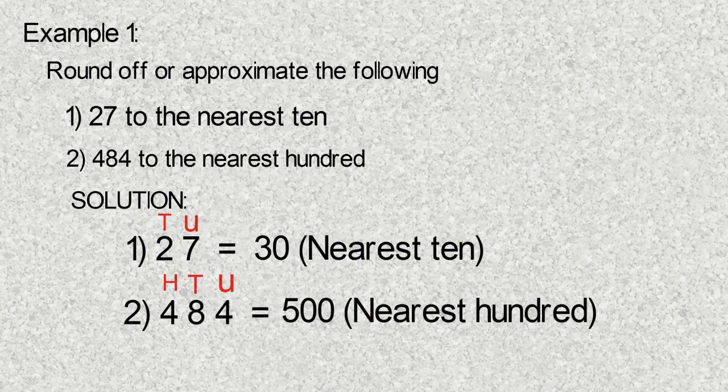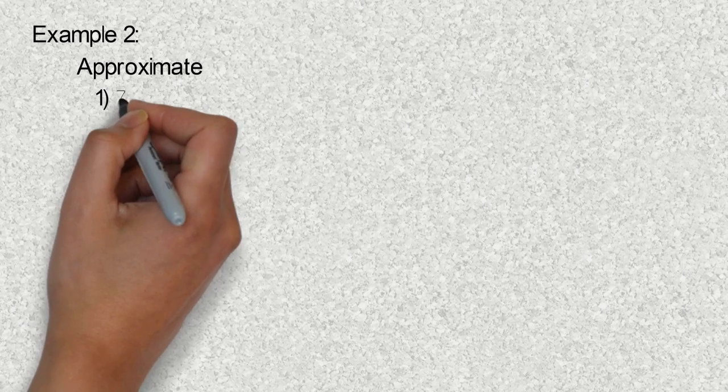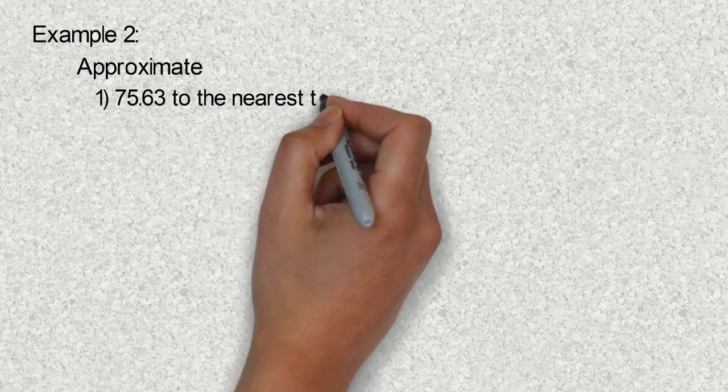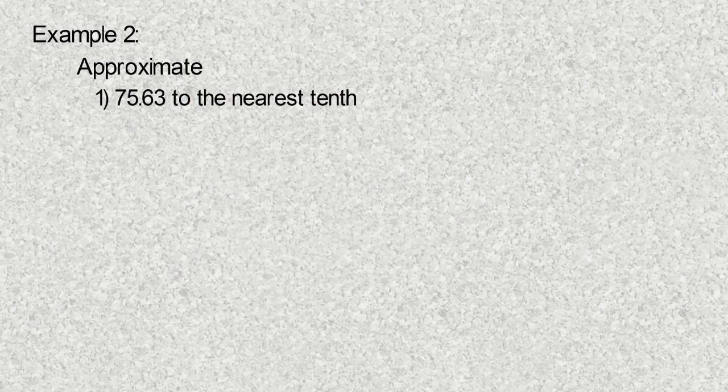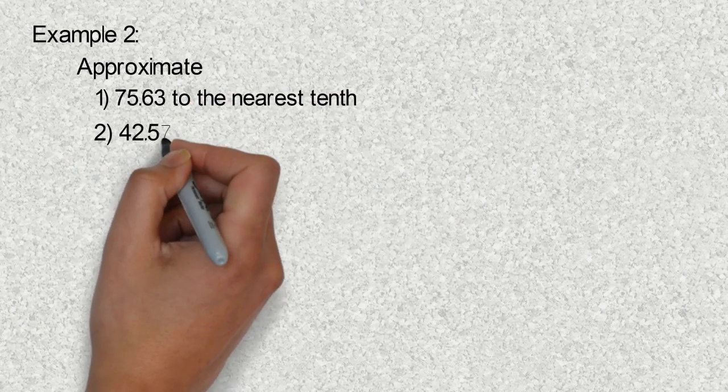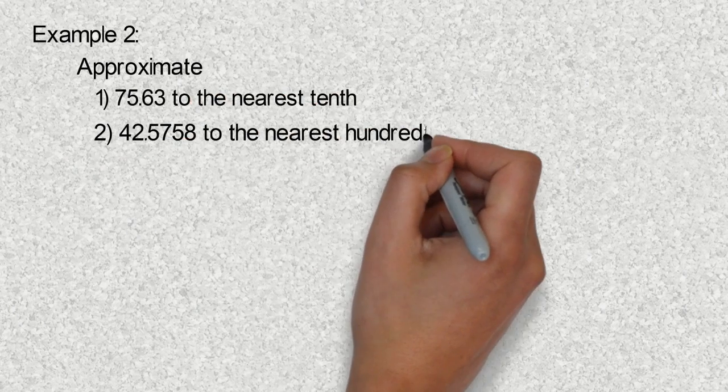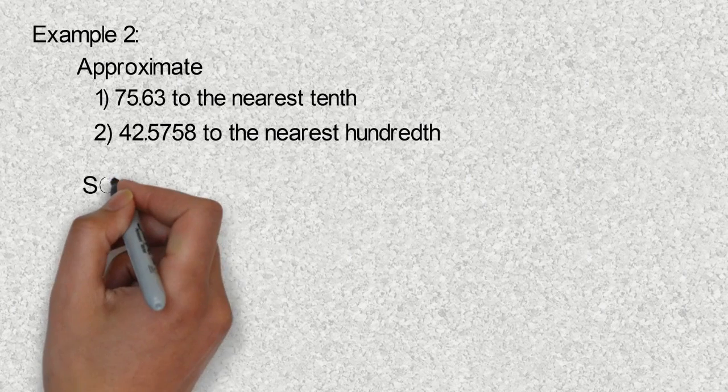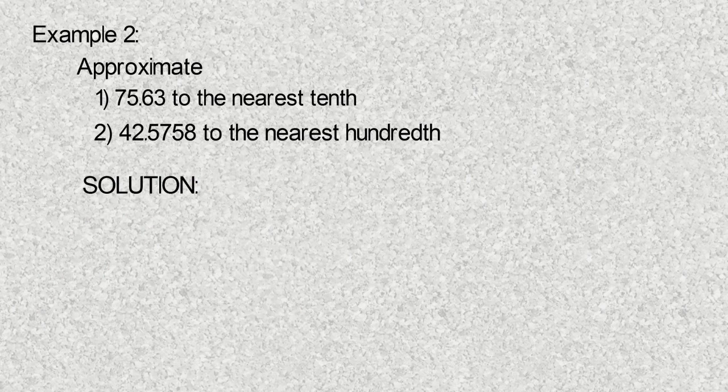Also, example 2 says approximate 1. 175.63 to the nearest tenth. You get that? This is tenth. Then 2. 42.5758 to the nearest hundredth. Solution. How do we do this?